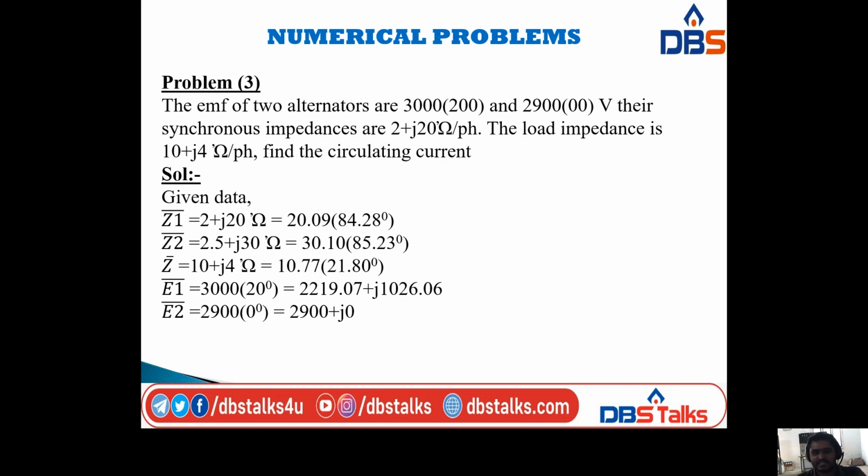So those are the EMF voltages E1, E2. E1 is 3000 at an angle of 20 degrees, and E2 is 2900 at an angle of 0 degrees. They also gave the synchronous impedances, that is 2 plus J20 ohms per phase and 2.5 plus J30 ohms.